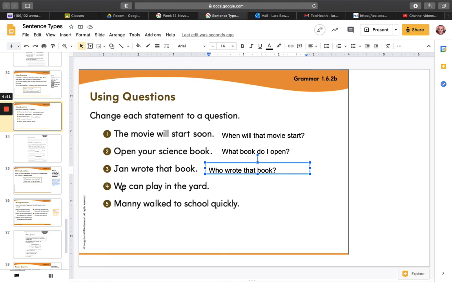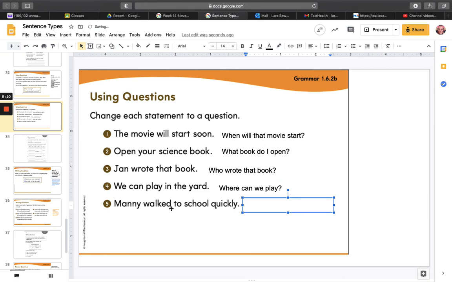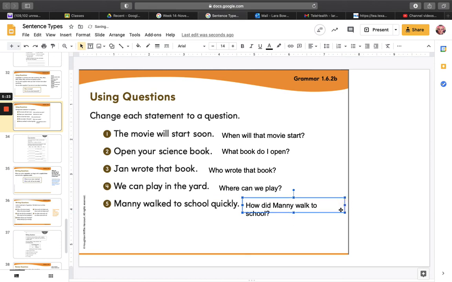Number four, we can play in the yard. I'm going to change that to a question. I'm going to ask, where can we play? Put my question mark. And our last one is number 5, and it tells us Manny walked to school quickly. How did Manny walk to school? So I changed that statement to a question and I asked, how did Manny walk to school? Manny walked to school quickly.